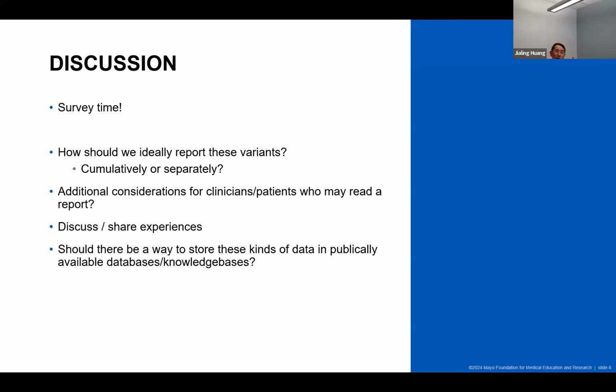For this, do we have a TMB or MSI data or mismatch repair protein immunostain data? Yeah, so this one was both MSH2 and MSH6 deficient. Yep. Thank you very much.